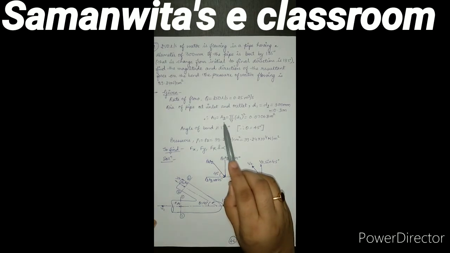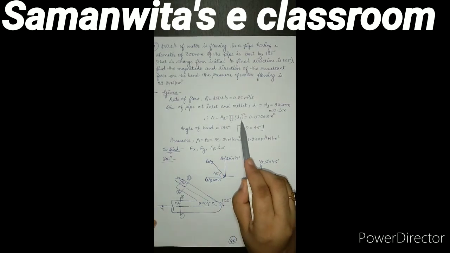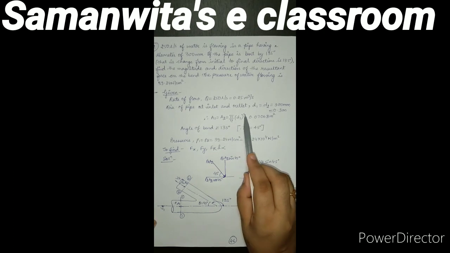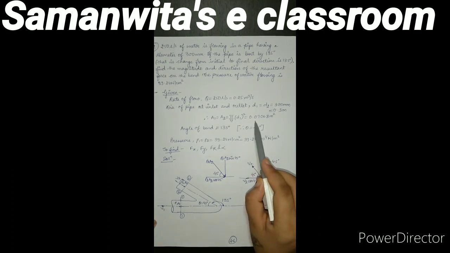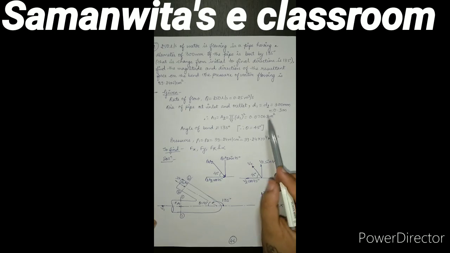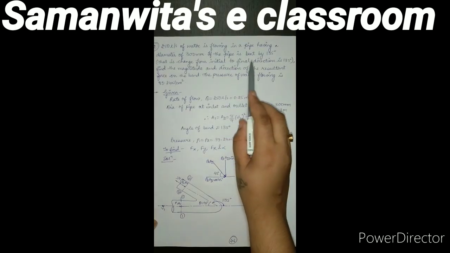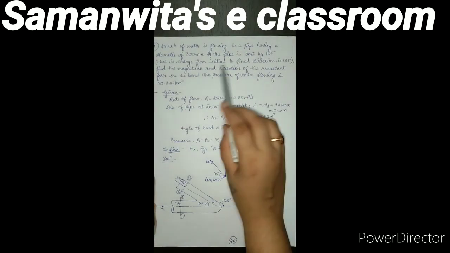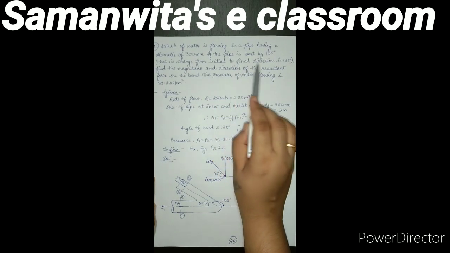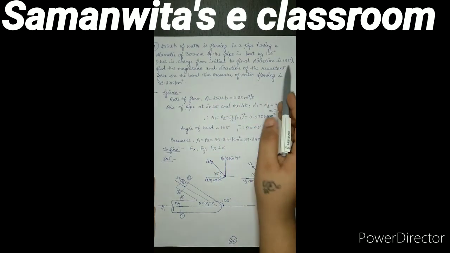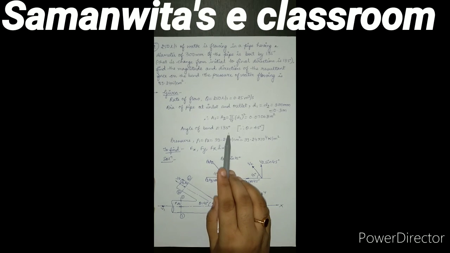So the area A1 and A2 will be same, which is pi by 4 D1 square, or pi by 4 D2 square you can use. The answer will be 0.07068 meter square. If the pipe is bent by 135 degree, that is, the change from initial to final direction is 135 degree. Now the angle of bend is given as 135.